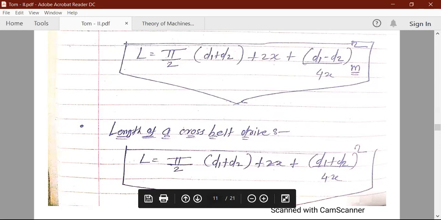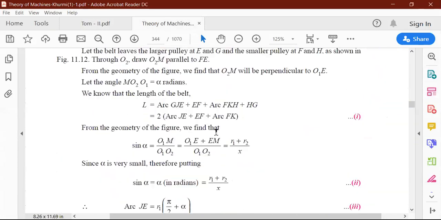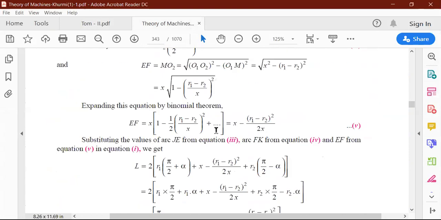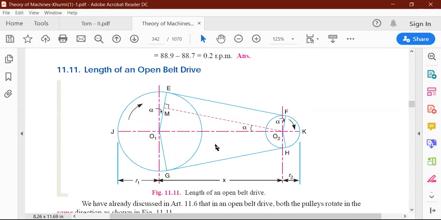I will share my screen with you. First we see what the open belt drive looks like. This is a diagram of your open belt drive. This is your driver member and this is your driven member. Both are running in the same direction, that is clockwise direction. So the belt is mounted over these two pulleys, and we have to find out its total length.